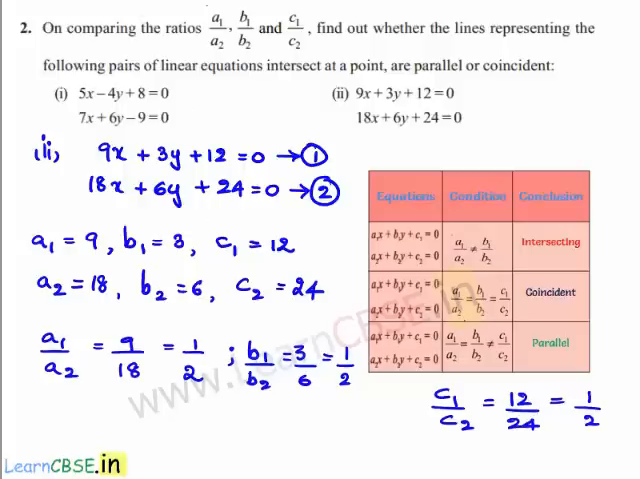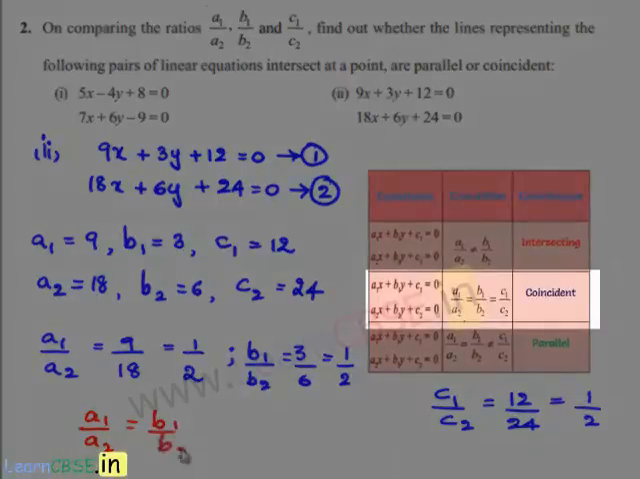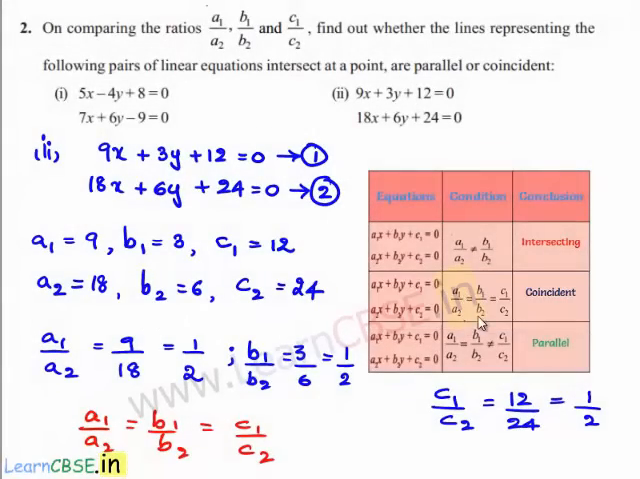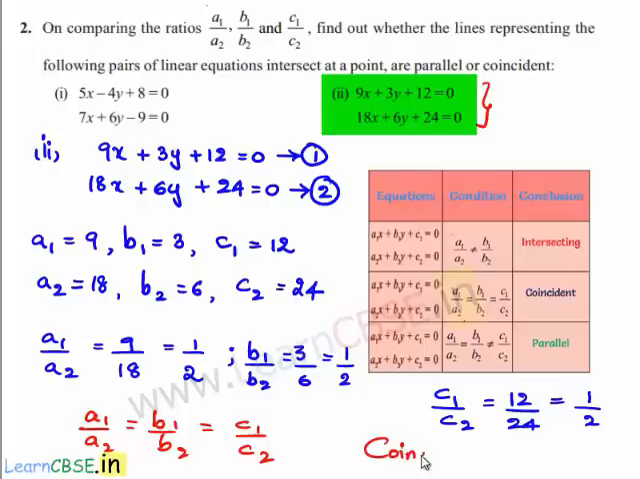So we can conclude that a1 by a2 is equal to b1 by b2 is equal to c1 by c2. By using the second condition, if a1 by a2 is equal to b1 by b2 is equal to c1 by c2, the given set of equations represent coincident lines. Now these two equations represent coincident lines.